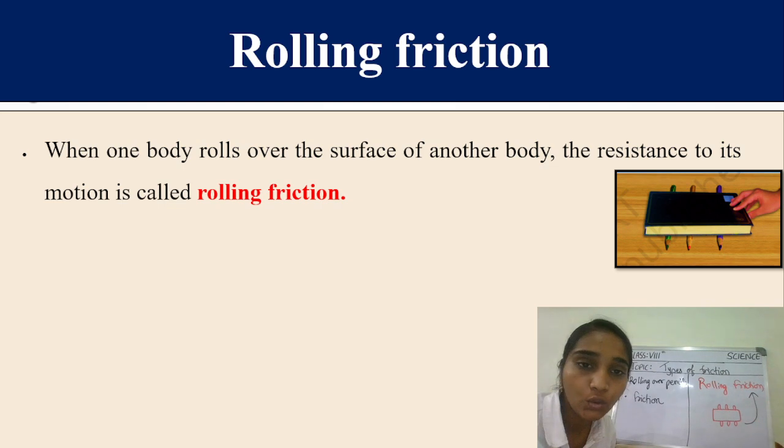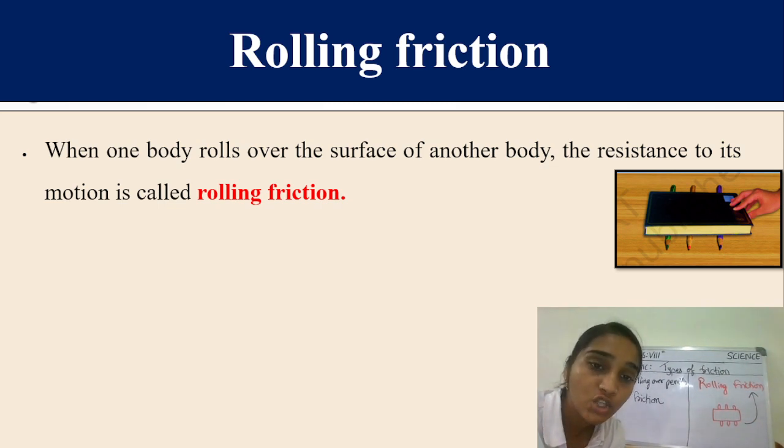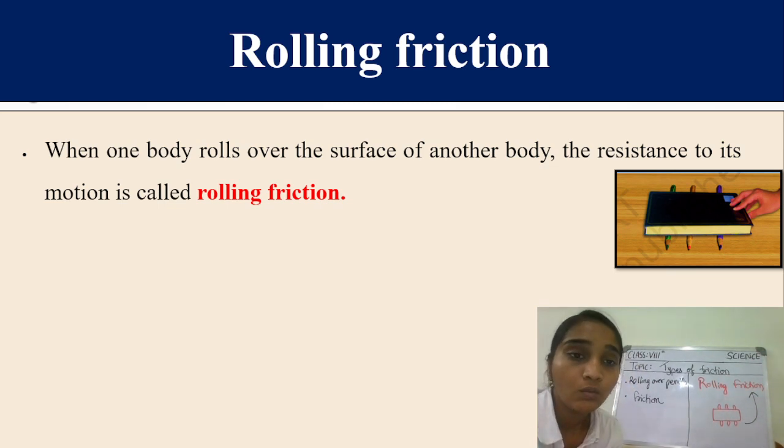So when one body rolls over the surface of another body, the resistance to its motion is called rolling friction, right? Yes. What is happening? The resistance is occurring to the motion when one body is rolling over the surface of another body, right? So that kind of friction we term as the rolling friction. Very good students.